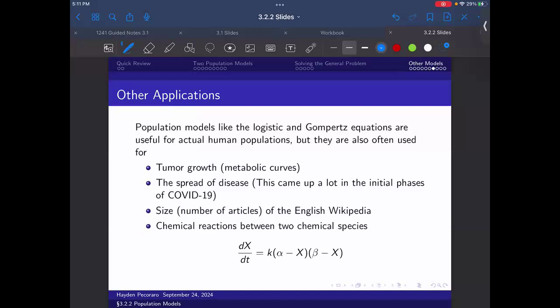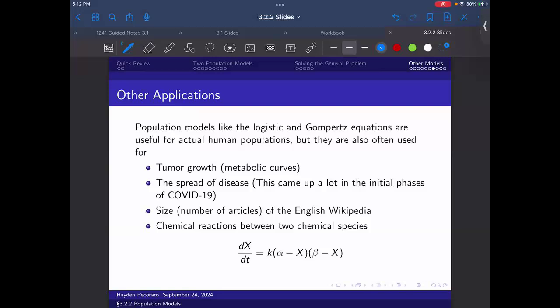The spread of disease happens a lot. People actually did this a whole lot when COVID-19 was first popping up. There are tons of videos on YouTube of people trying to analyze the value of R, which is a standard parameter in one of the disease models. Cool one is that you can measure the number of articles of the English Wikipedia using a population model. As people add or change articles, they merge them, all sorts of stuff like that can be modeled using a population model.